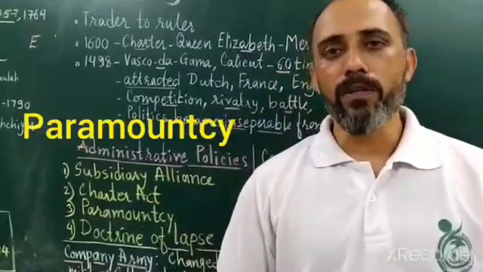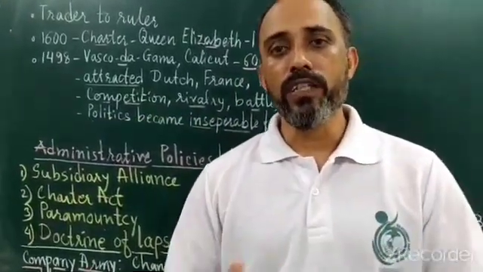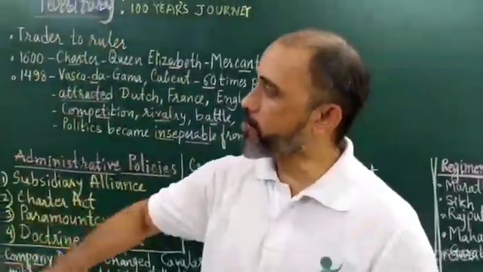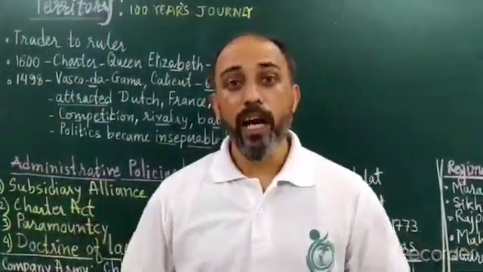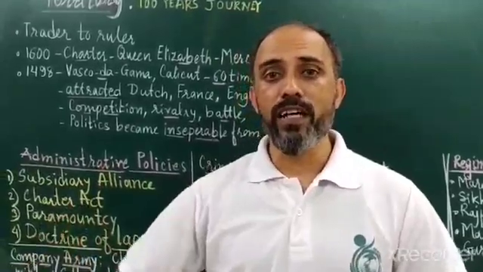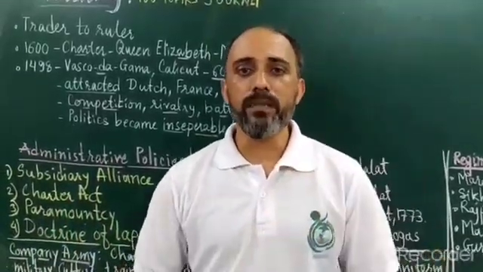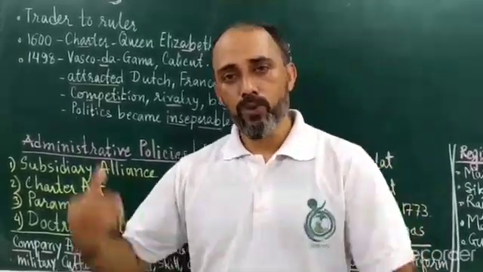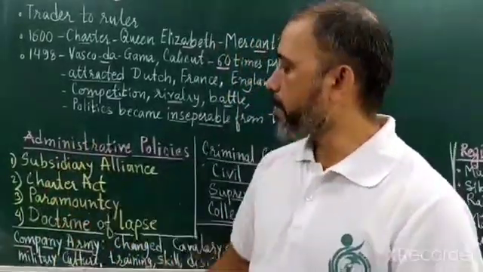What is this paramountcy policy? Paramountcy means supreme, sovereign. The British had established their rule all over India, and they were the major rulers of India. They got the power. They were supreme in India. So the other rulers had to listen to the British. That is the paramountcy policy.